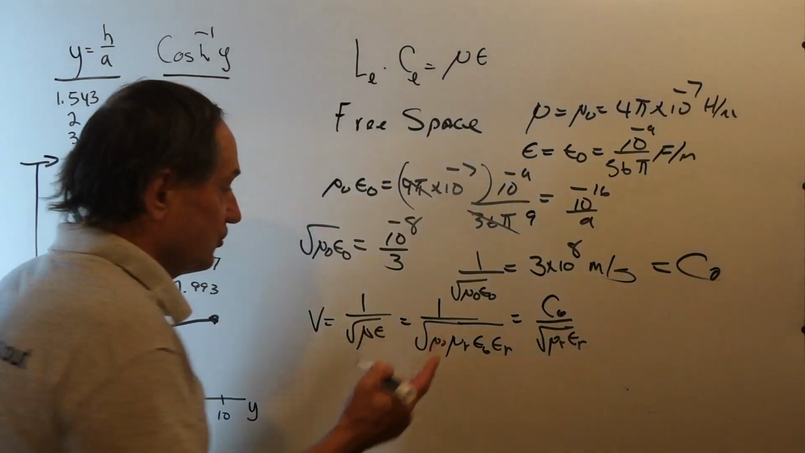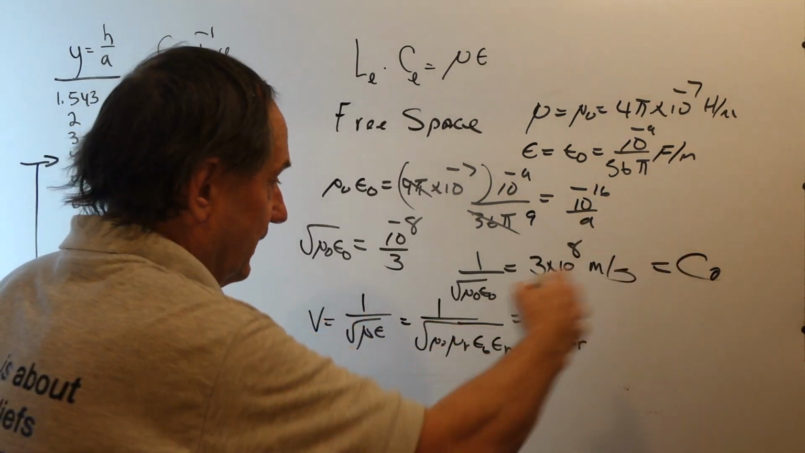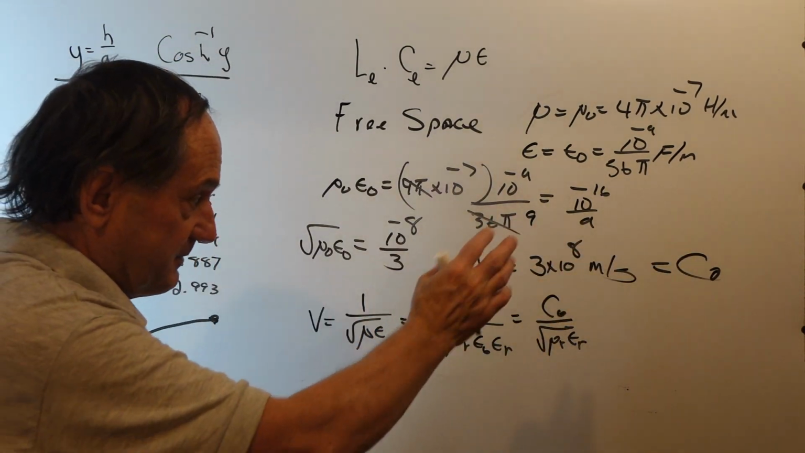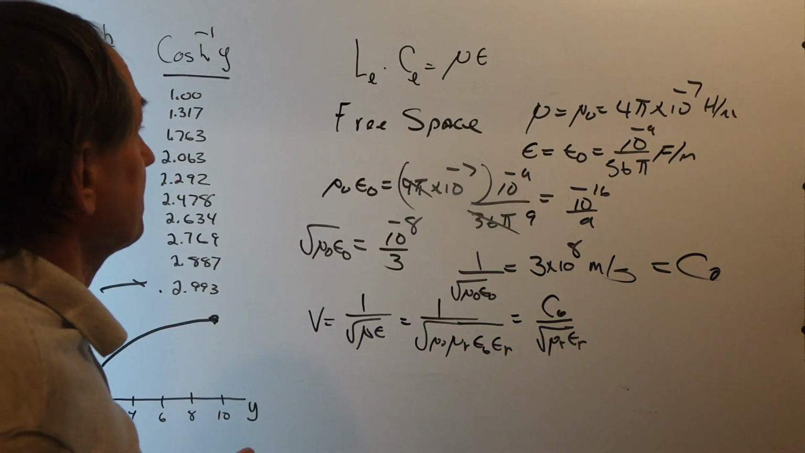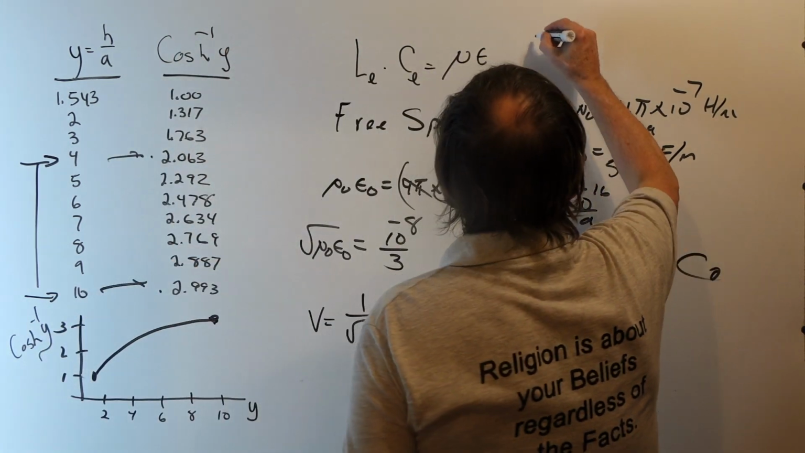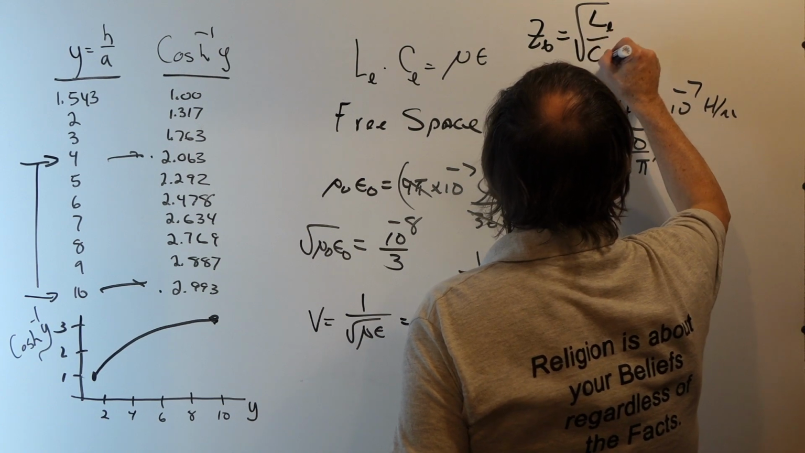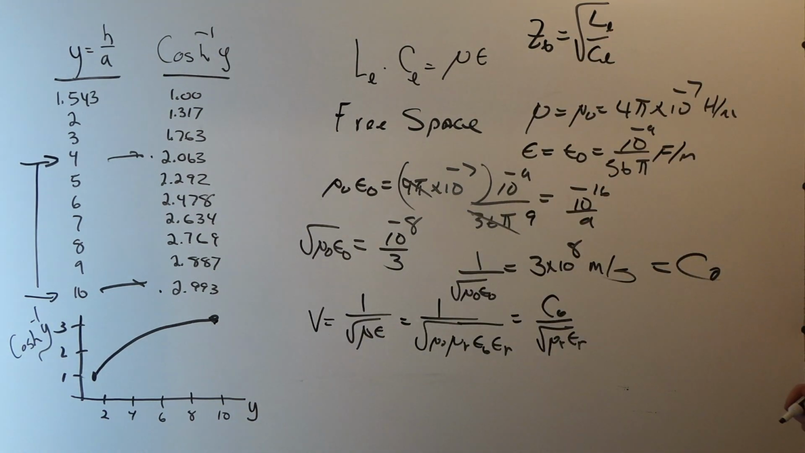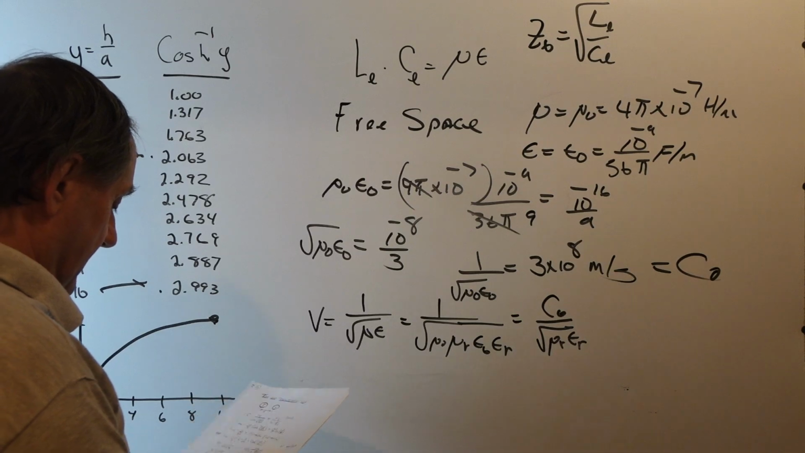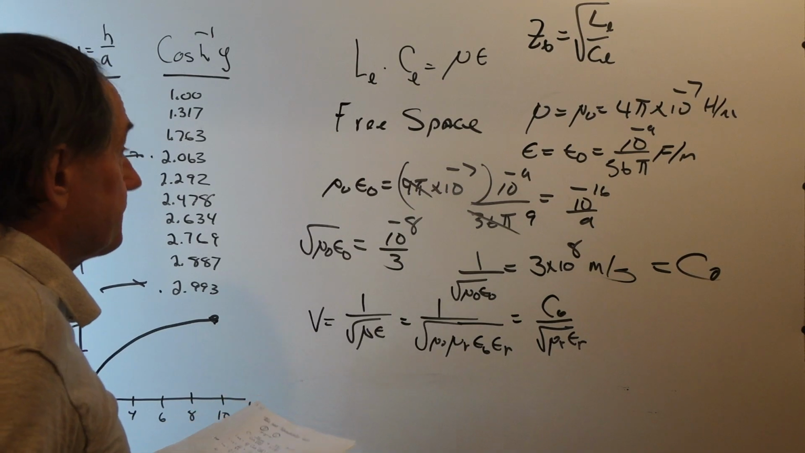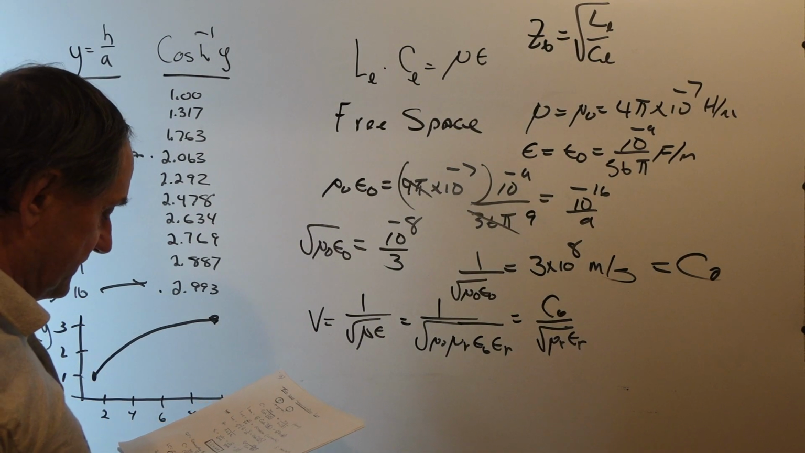And that's in general true for transmission lines, that the propagation of an electromagnetic wave, a TEM wave, down a transmission line is always slower than the free space value. Another relationship for transmission lines is that the characteristic impedance, which we call Z0, is the square root of L per unit length over C per unit length. So if I know my inductance and capacitance per unit length, then we can get the characteristic impedance of the line.